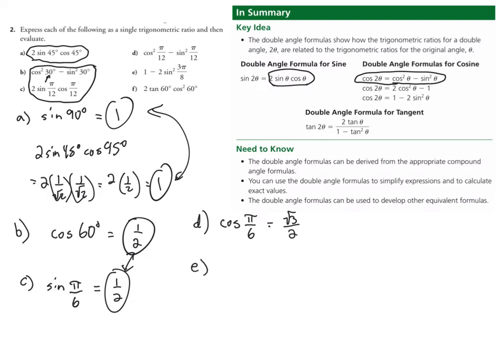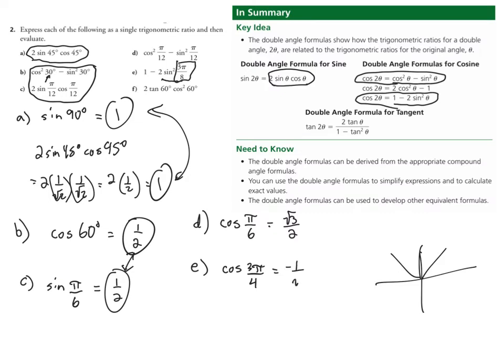Part E. 1 minus 2 sine squared of theta. That's this one. So this is just cos of 2 theta. So here theta is 3 pi by 8. And so 2 theta will be 3 pi by 4. And that is 3 pi by 4. That's 1, 2, 3 pi by 4. Negative 1 over root 2.